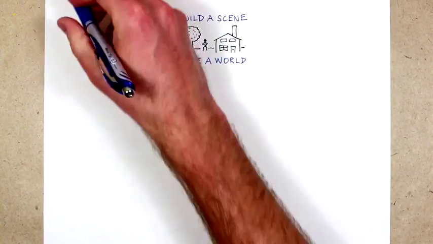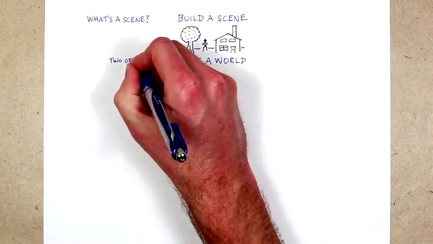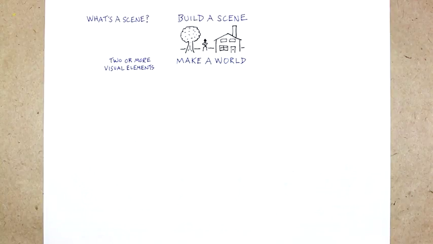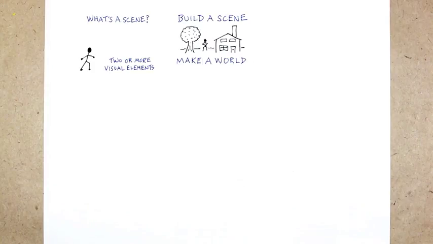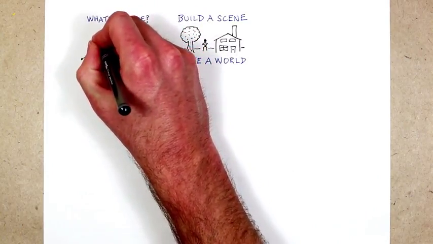What I mean when I say scene is simply the combination of two or more visual elements. If we have just one icon on the page, it could mean a whole lot of things. All we know about this guy here is that he is walking, or at least that he appears to be. With just one additional element, we've added a whole lot of context to this situation.